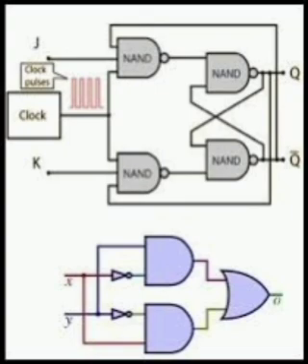Setup time is the minimum time required to keep the input at the proper level before applying the clock. Hold time is the minimum time required to keep the input at the same level after applying the clock. If setup time and hold time are not properly given, the output may go to metastable state.